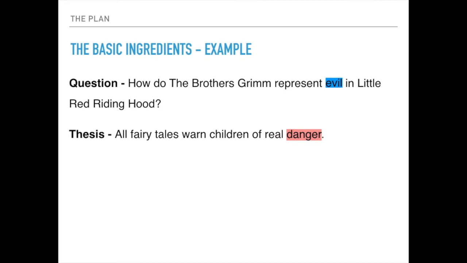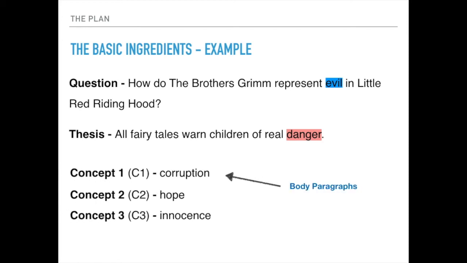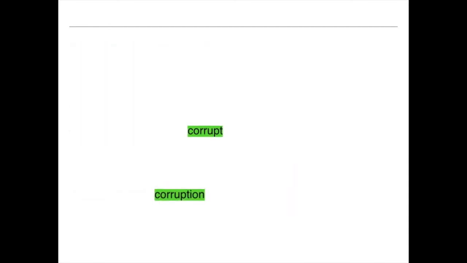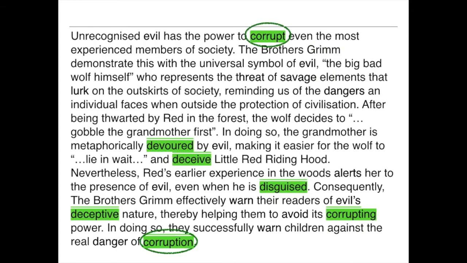Now, if you only talk about the question keyword and thesis keyword, your response will be pretty limited. So you need a slightly different focus for each paragraph, something that will help connect the question to your thesis. We can call this a paragraph concept. So you can see the one here is corruption. And again, you can see it's spread through the whole paragraph.